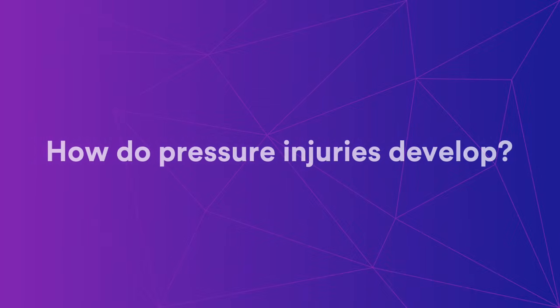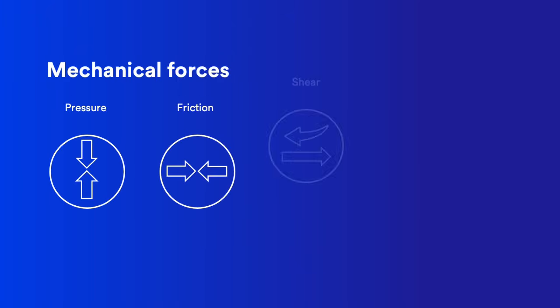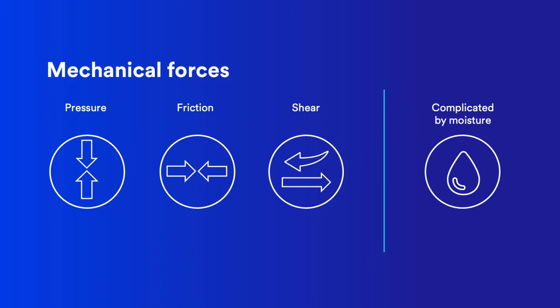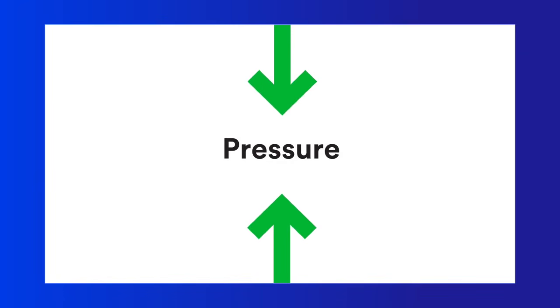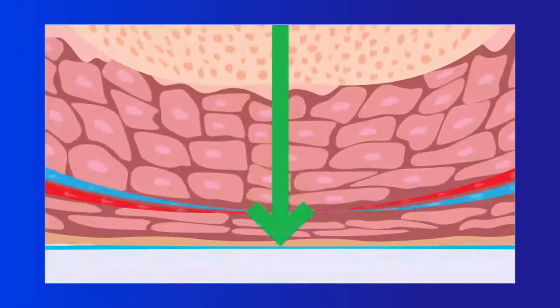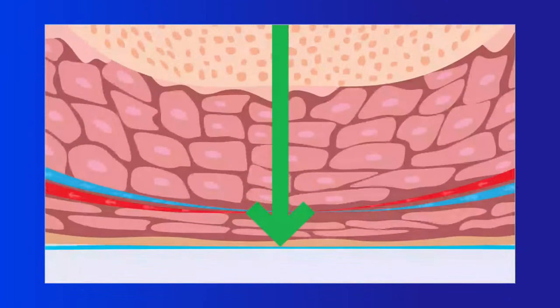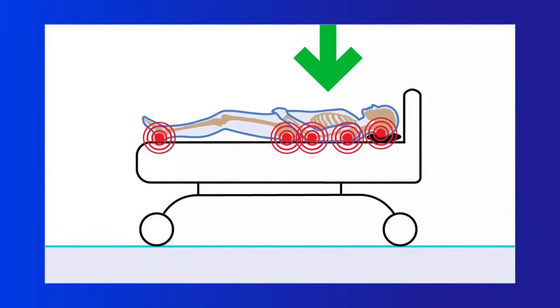How do pressure injuries develop? They're caused by a combination of mechanical forces: pressure, friction, and shear. Let's explore this in more detail, starting with pressure. As mentioned earlier, when soft tissues are subjected to prolonged pressure over a bony prominence and another surface, like a bed or medical device, that's pressure.